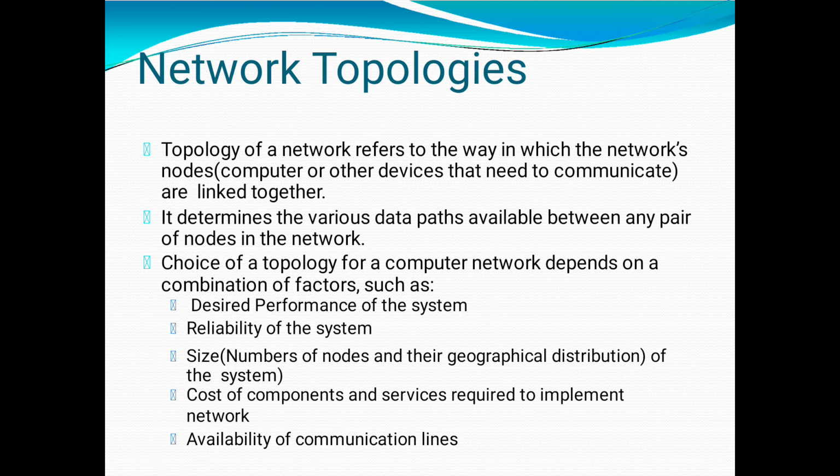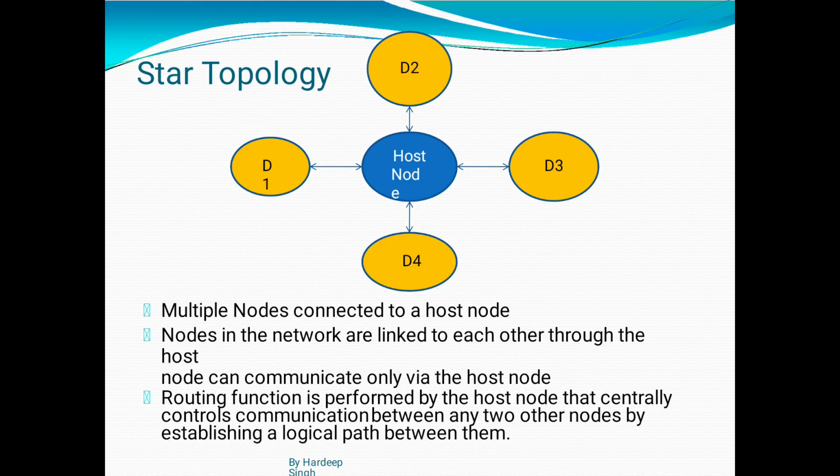The choice of topology depends upon different factors. The first one is performance of the systems, then reliability of the systems, then size as well as cost, then availability of the communication lines. Using these, the nodes in the systems are connected together, and that is known as topology. First, we are going to see the star topology.